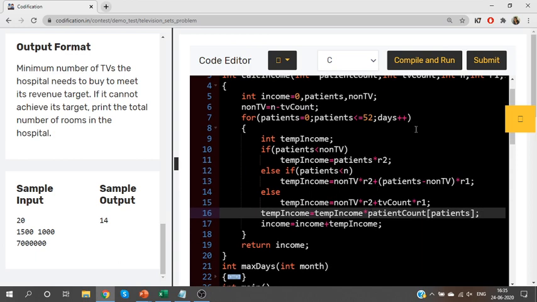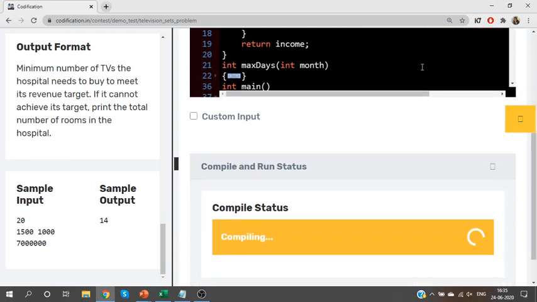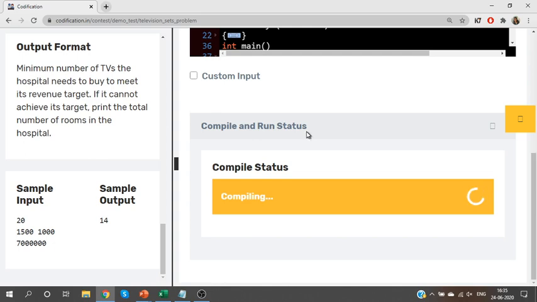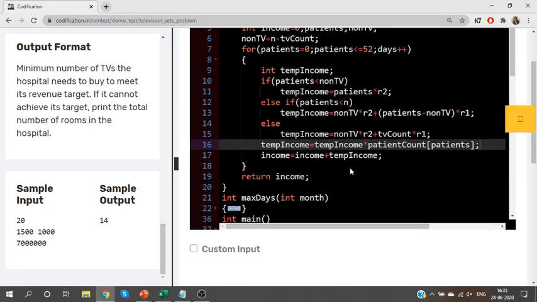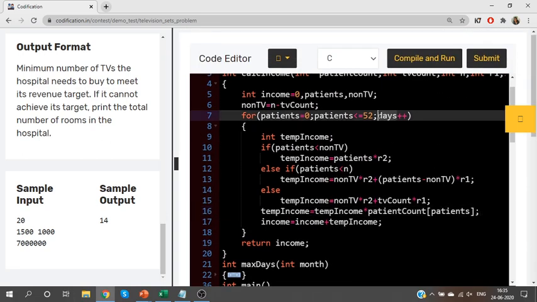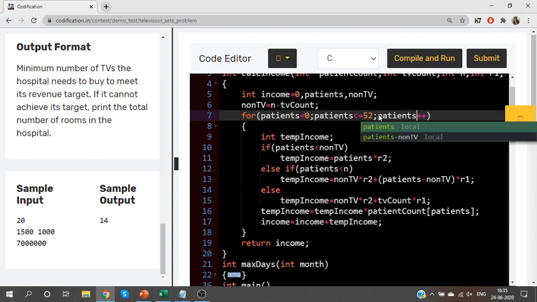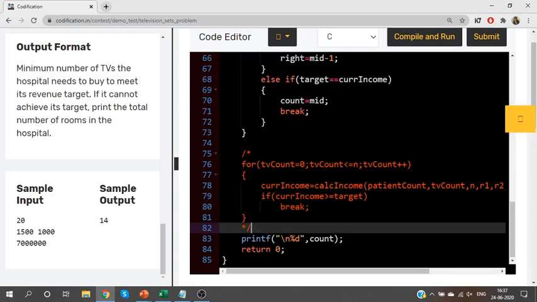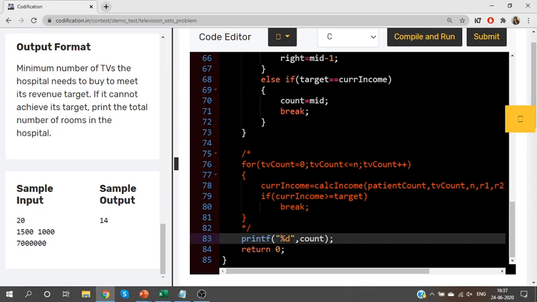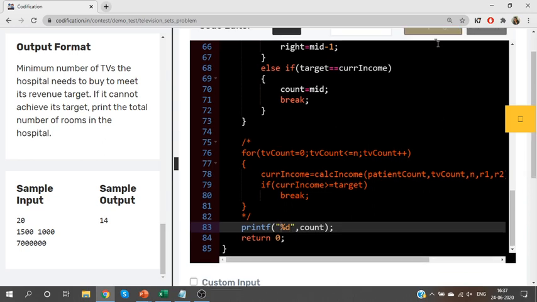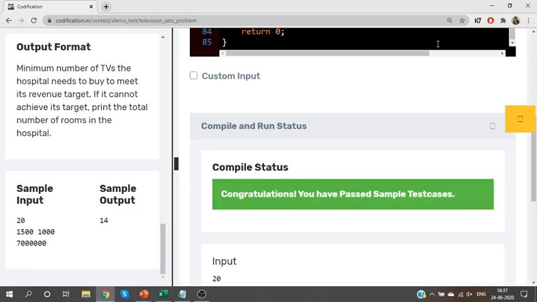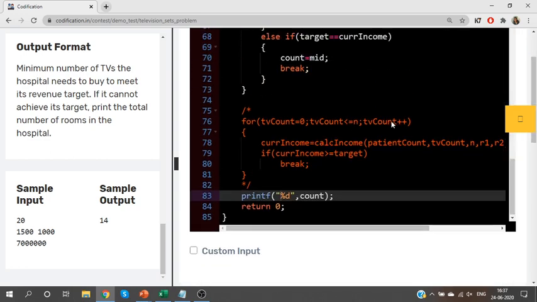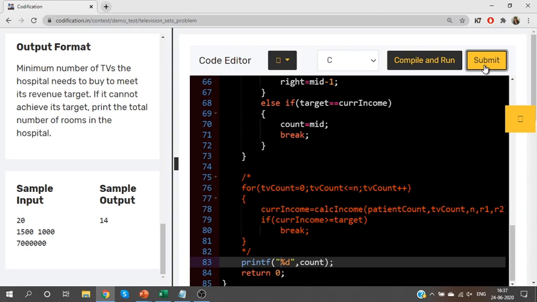Clear? So let me compile this now. See if we have any errors. Okay, syntax error. What is missing? Days plus plus. So when you increase the value, patients plus plus. Okay, so here we have added an unnecessary slash. That is the issue, I guess. So let me compile this now. Okay, sample case is passed. So this is my final code. I'm going to submit it.